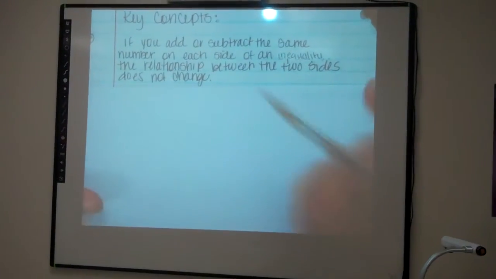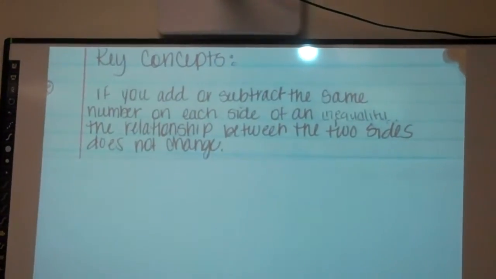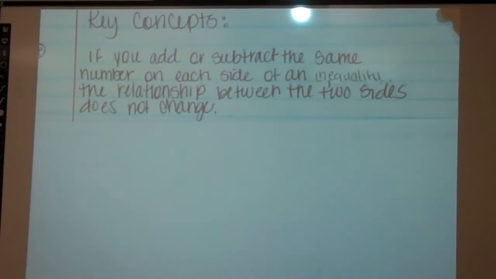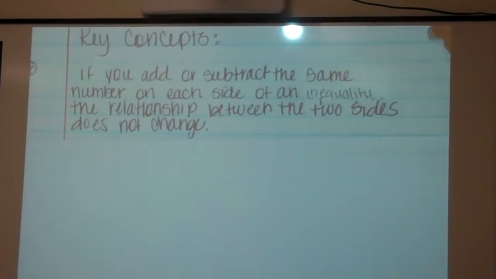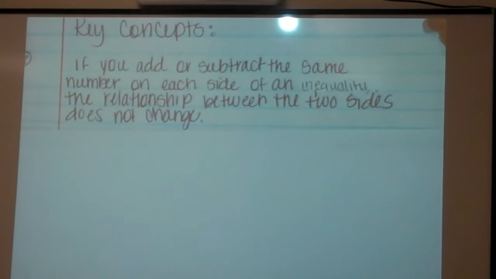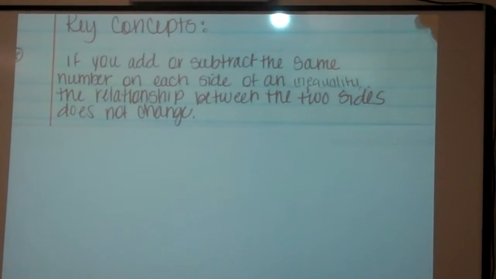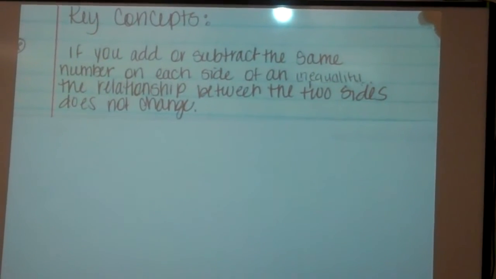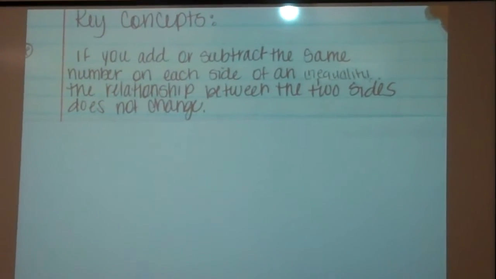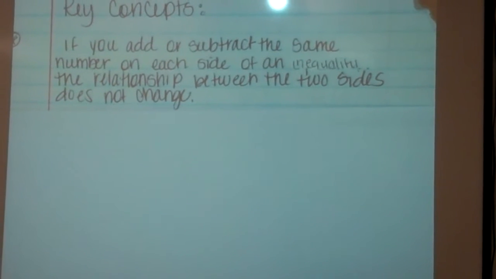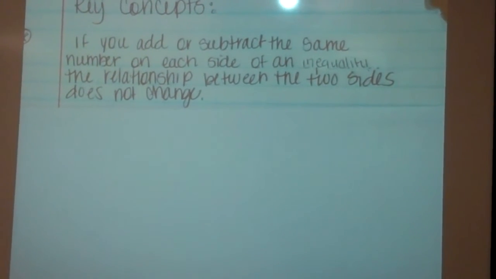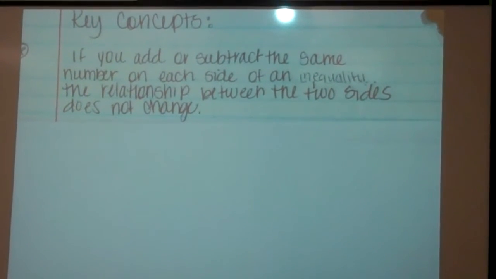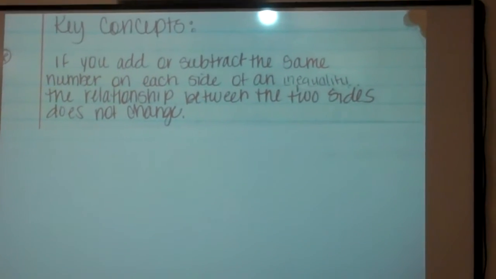Again, there's a star, so this is what you need to write. If you add or subtract the same number on each side of an inequality, the relationship between the two sides does not change. It's basically what we just said with the two graphs. So the relationships do not change when you add or subtract from either side. You have to do both with the same number. Y'all good?